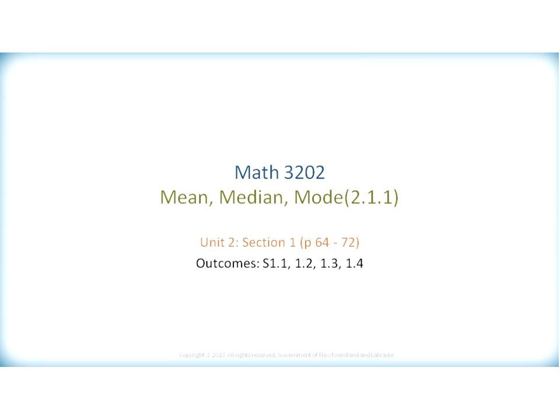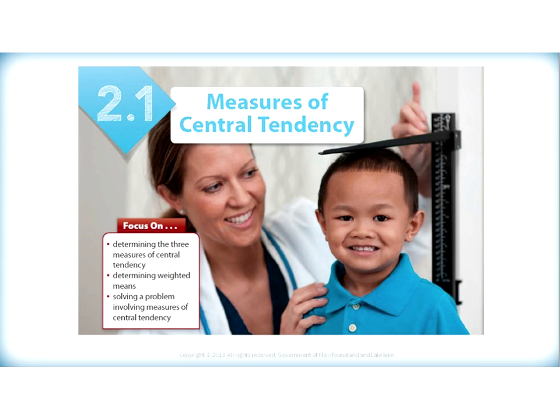We're going to look at a couple of questions that you might see when it comes to mean, median, and mode now. So we're going to be determining three measures of central tendency. They are the mean, median, mode. And we're going to look at solving problems involving central measures of tendency.